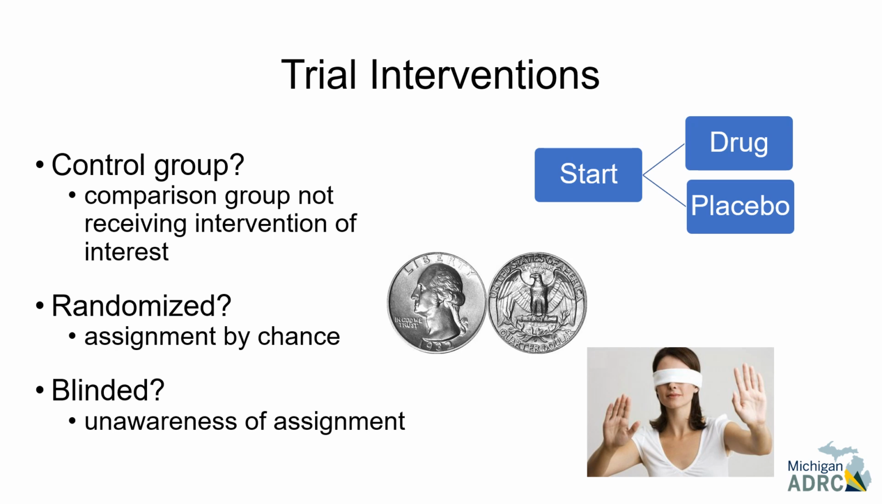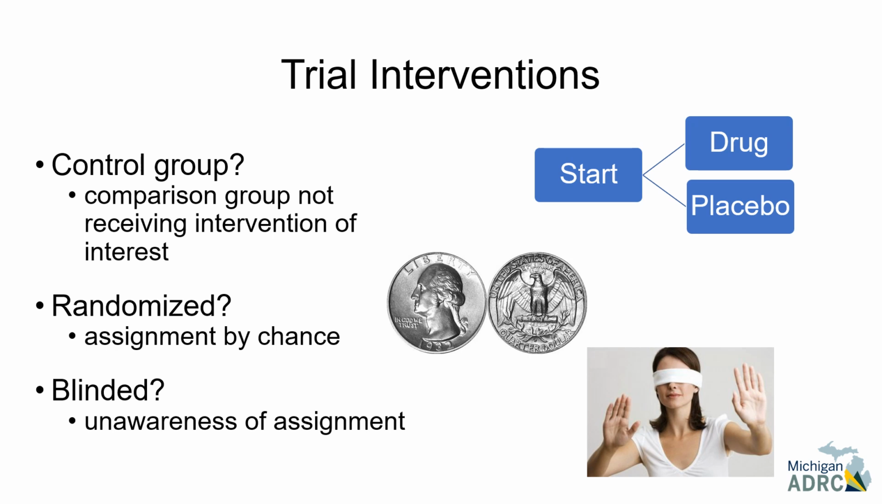There are also important decisions with regard to the trial intervention itself. For example, will there be a control group? A control group is a comparison group that does not receive the intervention of interest. So if it's a drug study, this might be individuals who receive either no drug or a placebo version of the drug. How will it be determined whether they receive the drug or the placebo? Will there be a randomization process where they're assigned by chance?